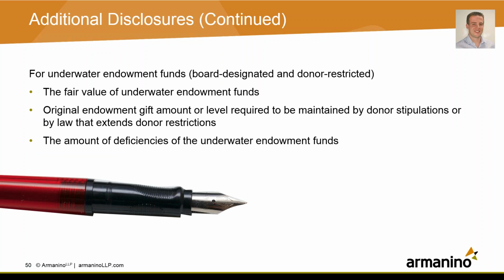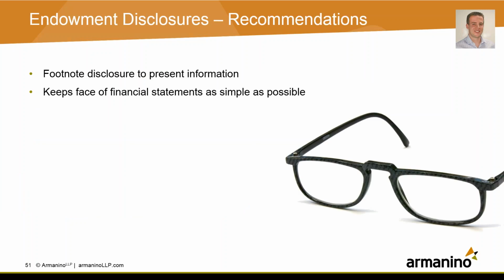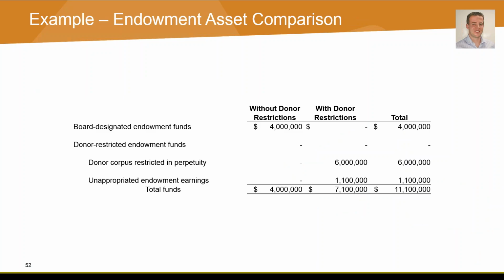Some additional items with underwater endowment funds, you'll have to disclose the fair value of underwater funds, the original endowment gift that you're required to maintain by donor stipulations. So in my example, if the original gift is $1 million and now it's $950,000, all that type of information would be disclosed in your footnotes. So again, you have flexibility if you wanted to include some of this information on your core statements, but we recommend keeping everything in the footnotes to keep it clear and concise. So let's look at some example footnotes.